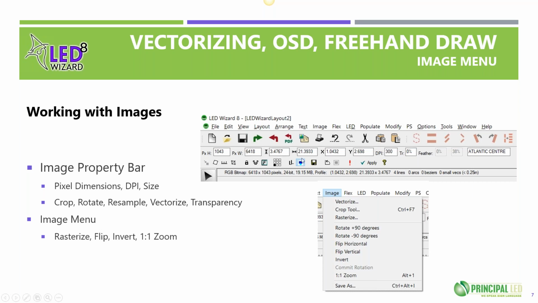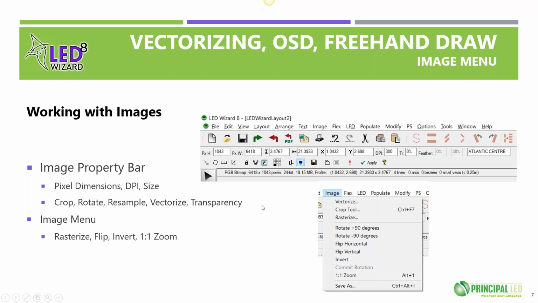It has a physical size, and it has a DPI. These three things are all related, and it's probably beyond the scope of today to talk about them, but in LED Wizard you can scale a bitmap up and down, and that itself does not change the pixel dimensions. It just makes it bigger or smaller on the screen. If you take an image and scale it up, the DPI actually goes down, but the pixel dimensions stay the same unless you resample it, which is a different operation.